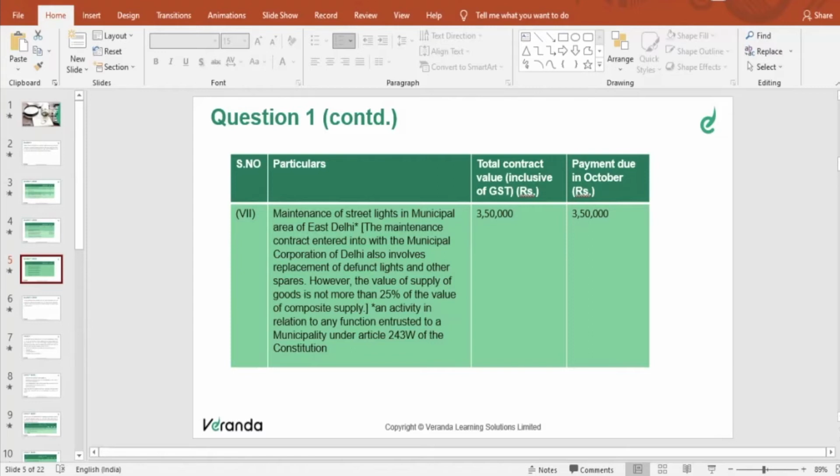So the total contract value inclusive of GST is 3,50,000. While it is well above the 2,50,000 limit, there will not be any amount of GST at all, nor TDS, because it is an exempt supply. Why will TDS not apply? Because it is not a taxable value of taxable goods and services.